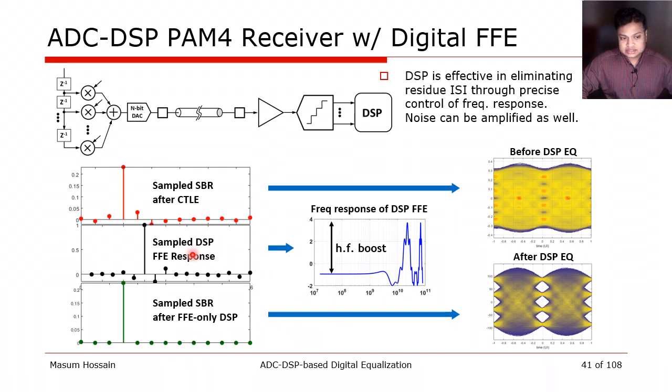To get an insight into why CTLE cannot provide such a response, we can convert this FFE into its frequency response. And from this frequency response, it's evident that such a response will require many poles and zeros and precise location of those poles and zeros, which is nearly impossible to do in the analog domain.